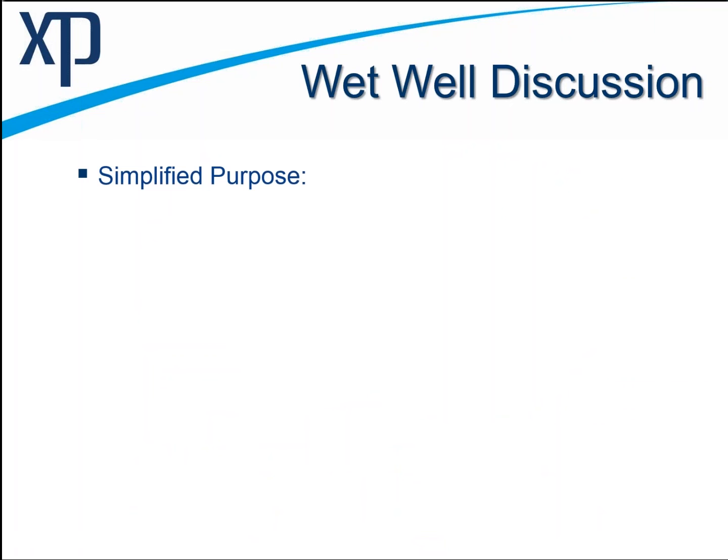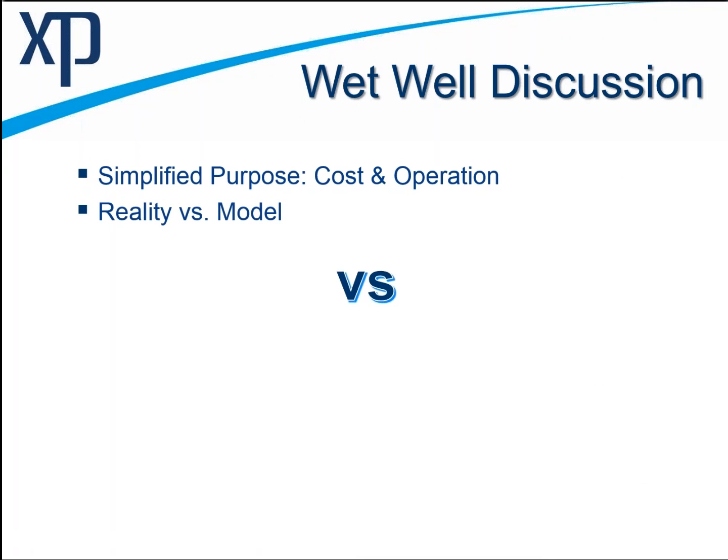So quickly get into the wet well discussion. The very simplified purpose of a wet well, and if you hear wet well, that's basically just the storage at the lift station. So it's bigger than a manhole, it's some kind of storage. The very simplified purpose, I would say, is cost and operation. Cost both in pump efficiency and system storage, that you can provide storage there. There do exist in some systems inline pumps, they're just pumping whatever goes through there. But through getting your operation done right and getting expected results, a wet well is a really nice thing to have operationally.